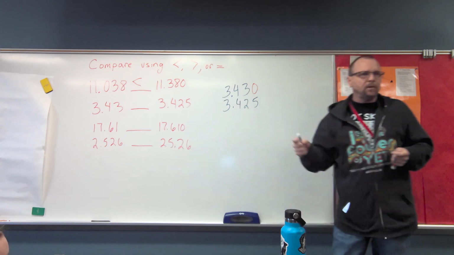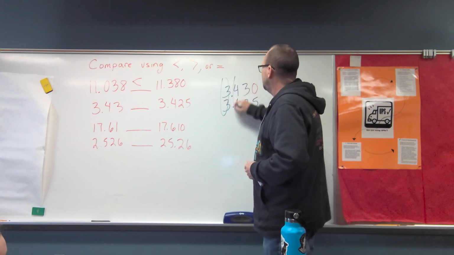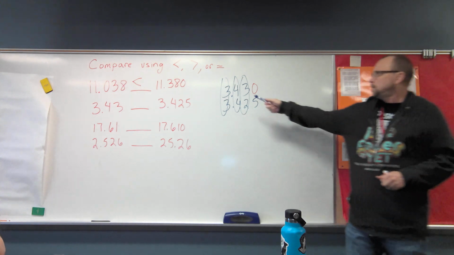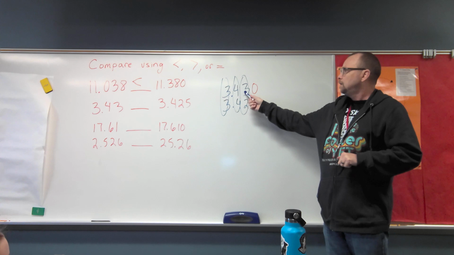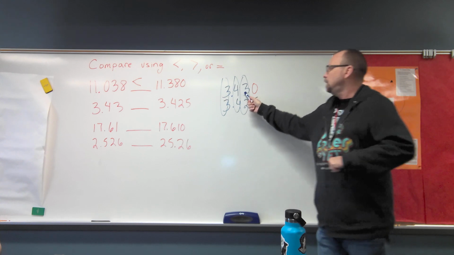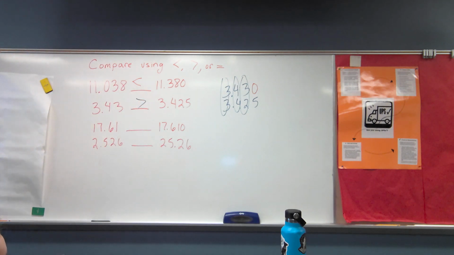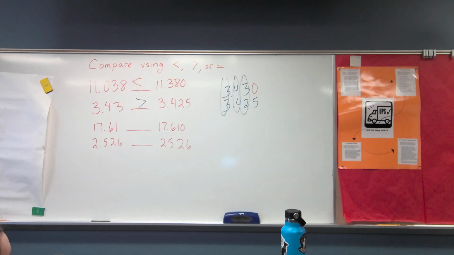Now we start at the biggest place value, which is the ones place. They're the same. Tenths place, the same. Hundredths place is where my difference is. This one has a 3 in the hundredths. This has a 2 in the hundredths. So the one with the 3 in the hundredths is my greater number. So if I were to read this like a word sentence, using big boy words, big girl words, it would say 3 and 43 hundredths is greater than 3 and 425 thousandths.